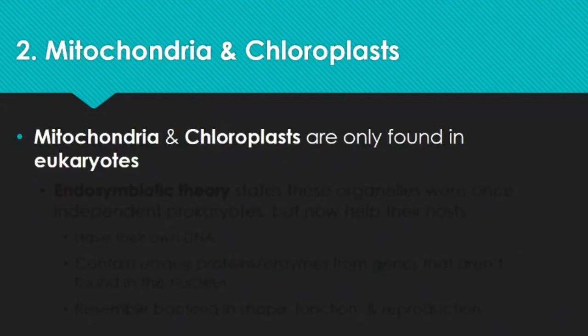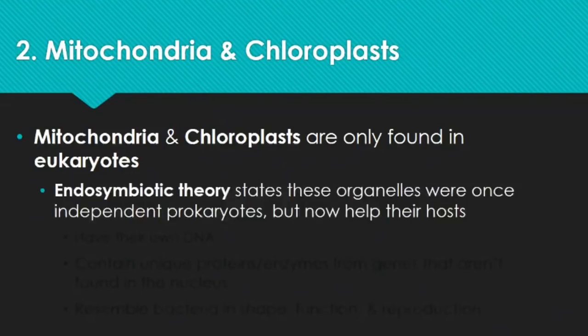Mitochondria and chloroplasts are the main structures we think about with energy. I want to point out that they're only found in eukaryotes. If you guys remember, endosymbiotic theory states that these organelles used to be free-living bacteria, basically, and now they help their host with energy needs.